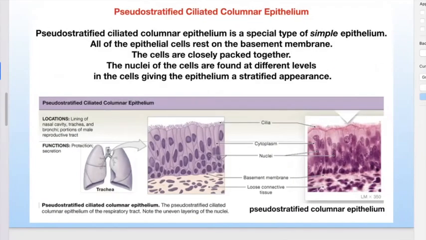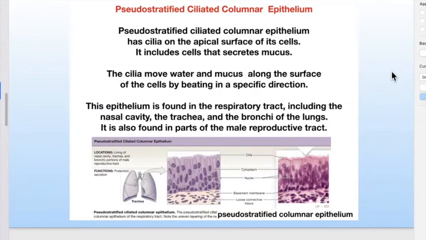And now our two special types of epithelia. Pseudostratified ciliated columnar epithelium is a special type of simple epithelium. All of the epithelial cells rest on the basement membrane. The cells are very closely packed together. The nuclei of the cells are found at different levels in the cells, giving the epithelia a stratified appearance. Pseudostratified ciliated columnar epithelium has cilia on the apical surface of its cells, and it includes cells that secrete mucus.